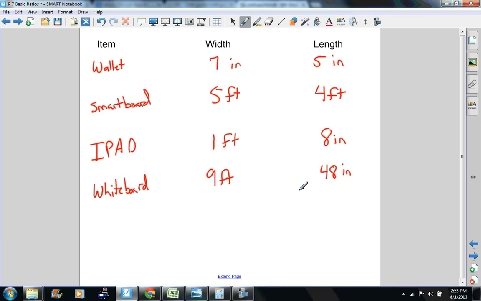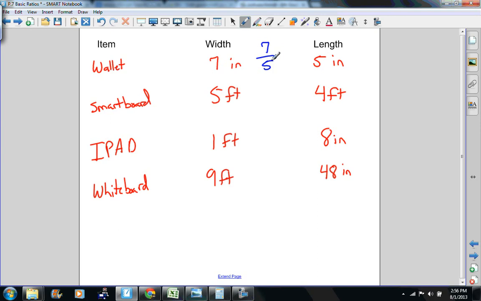Now, I have found a bunch of rectangular things in my classroom. I have my wallet that's 7 inches wide and 5 inches long. My smartboard is 5 feet wide, 4 feet long. My iPad's 1 foot long, 8 inches, and the whiteboard is 9 feet and 48 inches. And I want to know if all of these ratios match up width to length. Now, I'm hoping you see that there's a problem with a lot of these. This inches to inches is fine. That becomes 7/5. Nothing wrong with that.